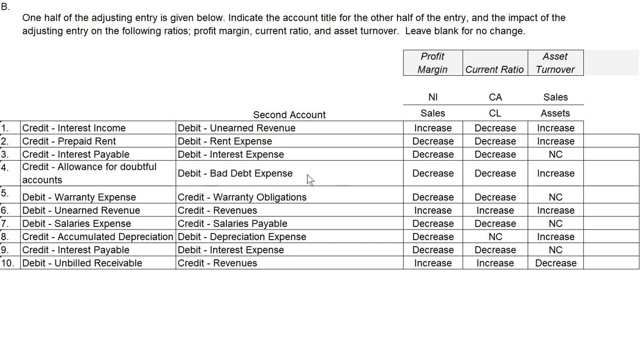You're going to want to make sure that you can think through these types of adjusting entries and their impact on various financial ratios.